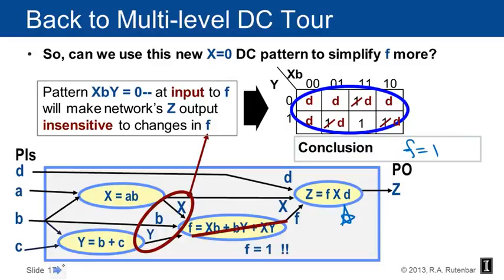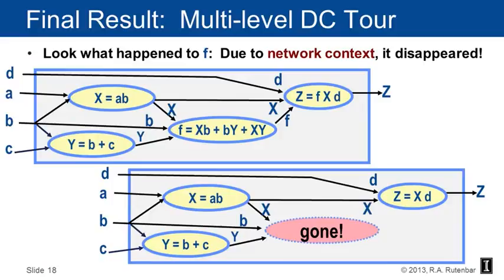And so if we just go look at this, look what happened to f. On the top I have the old network. X equals AB is a node, Y equals B plus C is a node. They feed the F equals XB plus BY plus XY node. That in turn goes through the Z equals FXD node, to become primary output Z. What happened? Well, down below I've still got the X equals AB node and I've still got the Y equals B plus C node and a B primary input, but they feed a node that just says gone. I don't need the F node anymore.